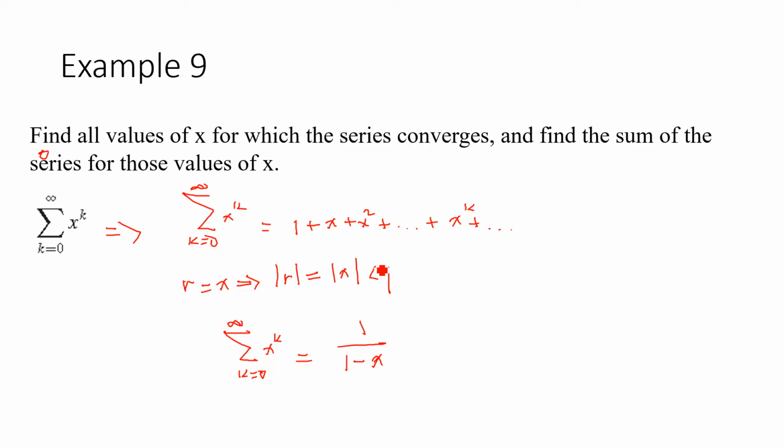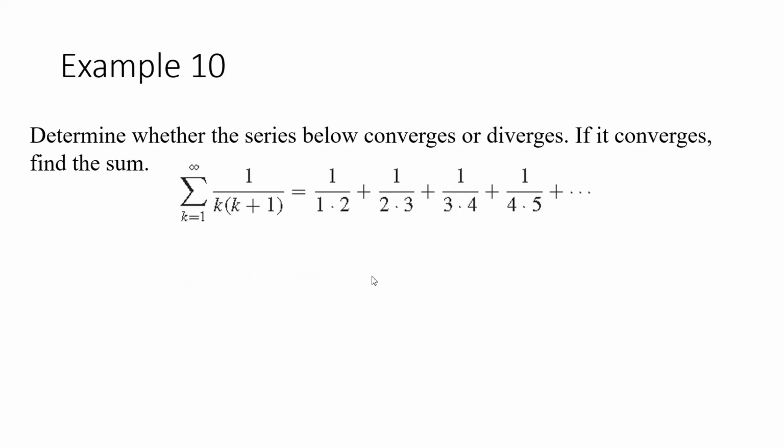Otherwise, it diverges. So since there's no number yet in our x, if we are going to assume that this absolute value of r is less than 1, then it converges. Determine whether the series below converges or diverges. If it converges, find the sum.